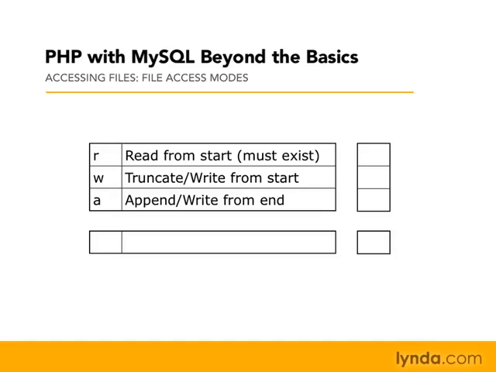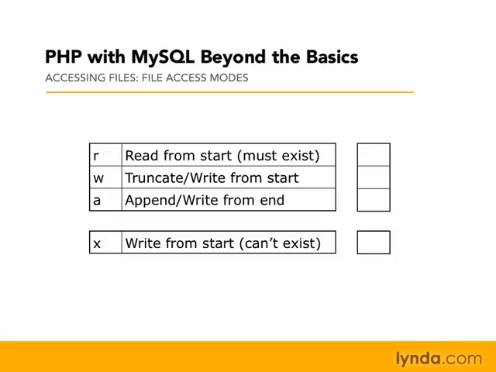Now there's a fourth mode that I wanted to mention to you, which we won't use a lot, but it's X. And that is write from the start, and the file can't exist. So essentially what that does is keep us from accidentally overwriting another file. It says, start writing a new file, but object if this file already exists. Do not overwrite it.